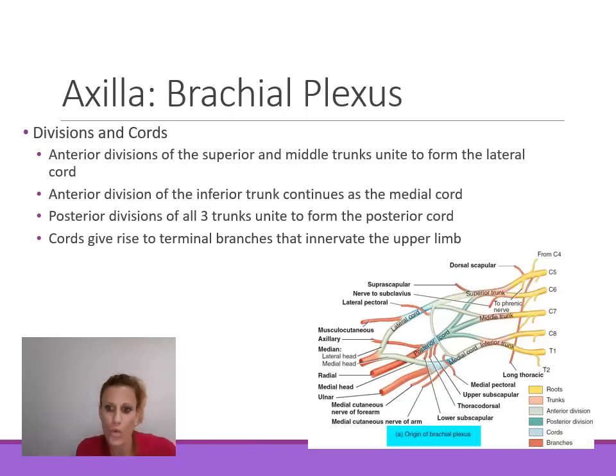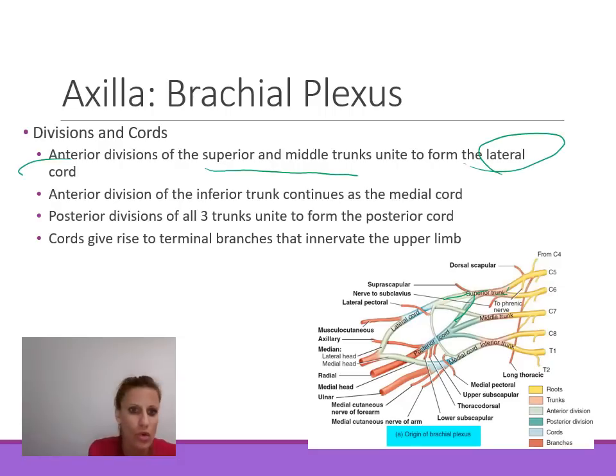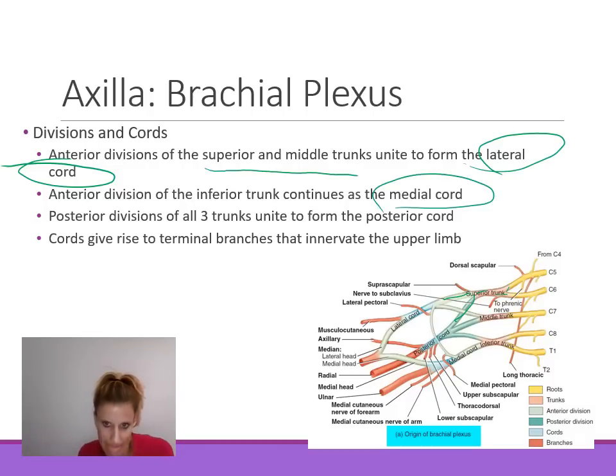All right, so we had the roots, and they came together to form these trunks. The trunks split into either anterior divisions that go into the flexors in the front, or posterior divisions that go to the extensors in the back. The anterior divisions of the superior and middle trunks unite to form the lateral cord. The anterior division of the inferior trunk continues as the medial cord. The posterior divisions of all three trunks unite to form the posterior cord.